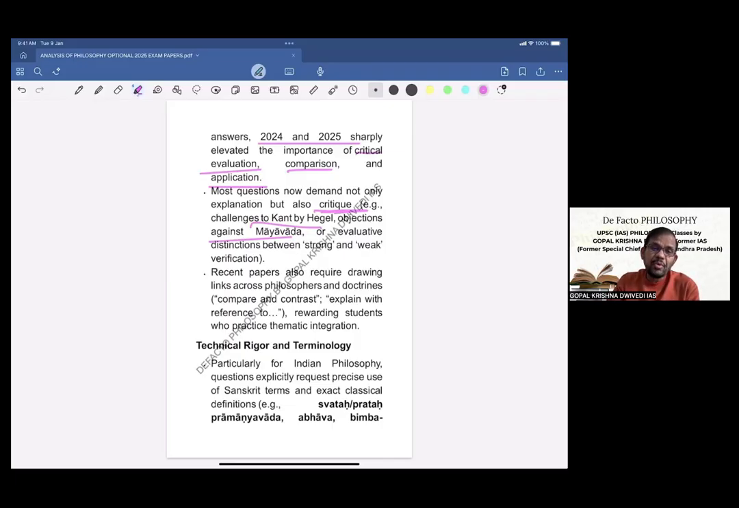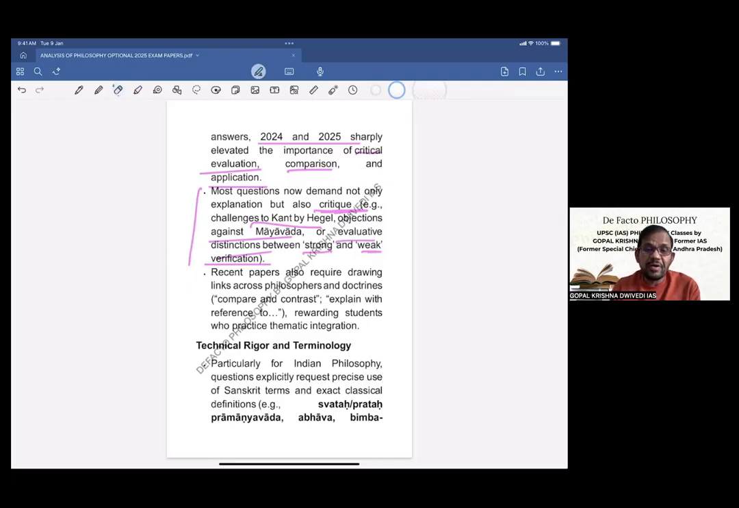So basically, in further critical evaluation of that question, you have to give a critical evaluation of the critique. That kind of thing is there. Another question was on evaluative distinctions between strong and weak verification. So these kinds of complexities, or the evaluative nature, have increased.